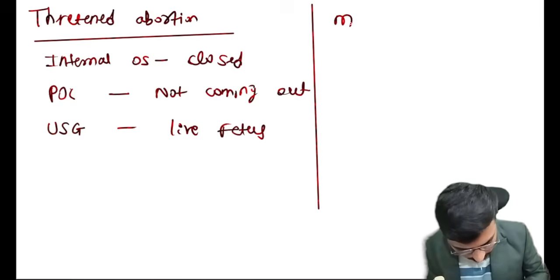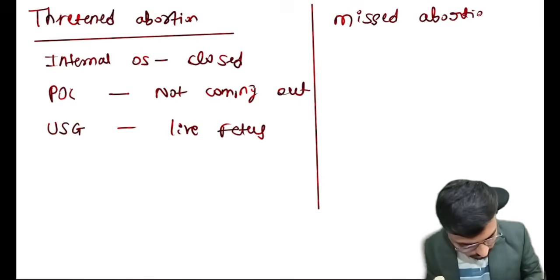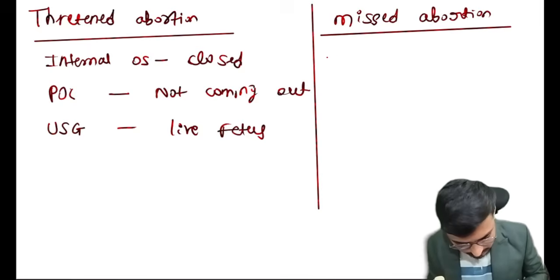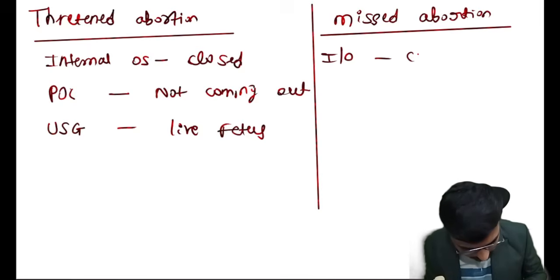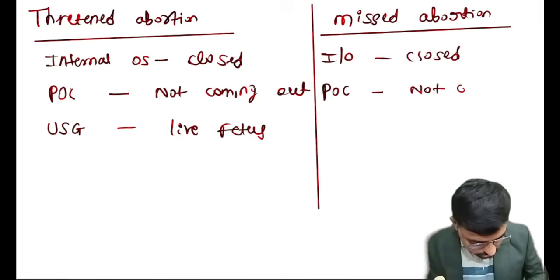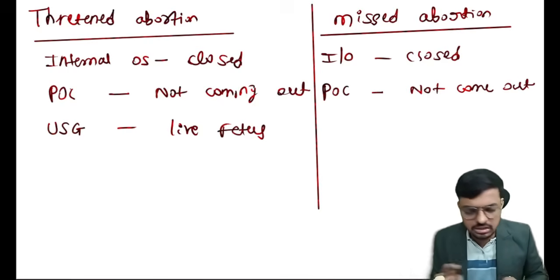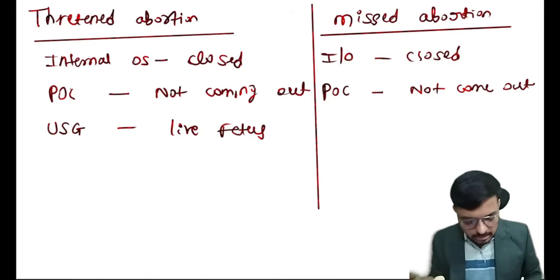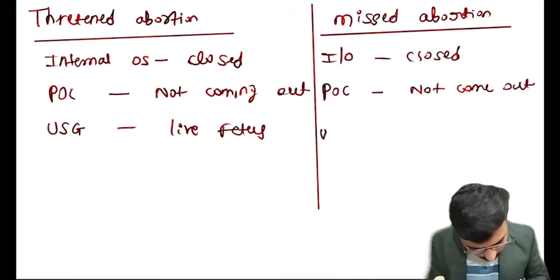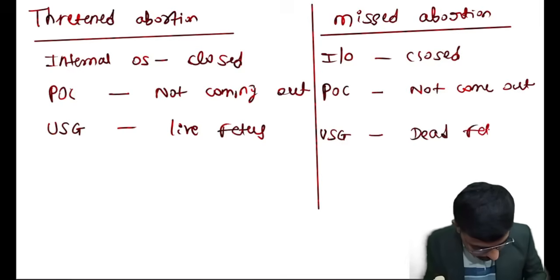In the missed abortion, what happens? Again the internal os is closed, and the product of conception will not come out. Only in the complete and incomplete abortion will the product of conception come out. Other than that, in no other abortions will the product of conception come out. And whenever we do the ultrasonography here, we will get a dead fetus.